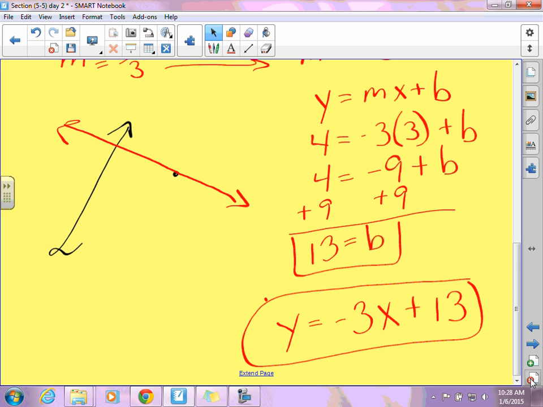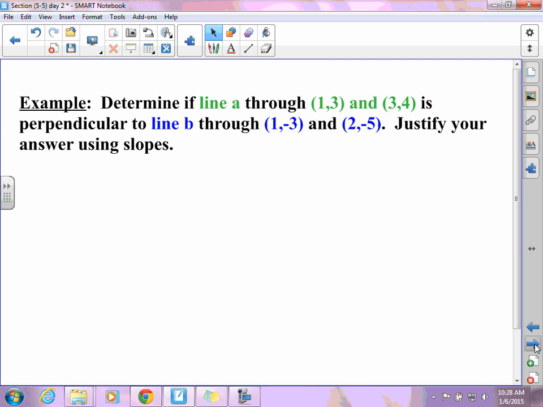We've got a line A and a line B, and we want to know if they're perpendicular to each other. Now, many students would graph these and eyeball it and say, yep, it's perpendicular. Notice that I didn't give you a graph, and I'm just asking you for the slopes. So we're going to take the green line A and those ordered pairs and find the slope. What do I do to find the slope of those two ordered pairs?